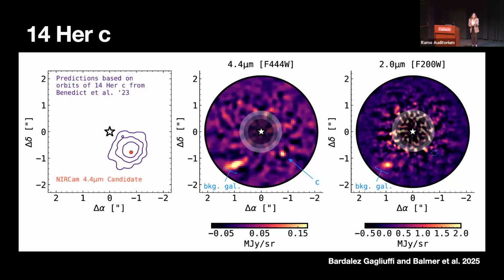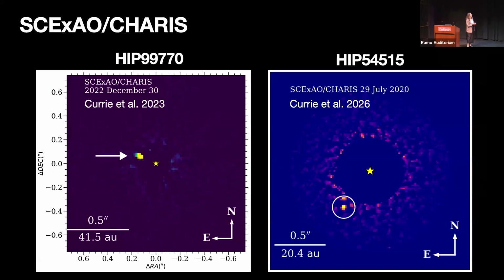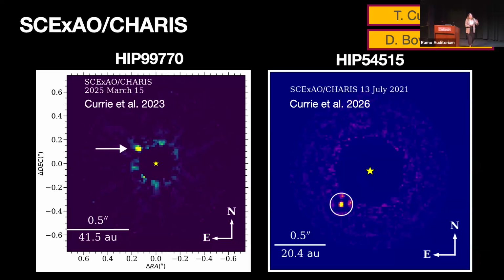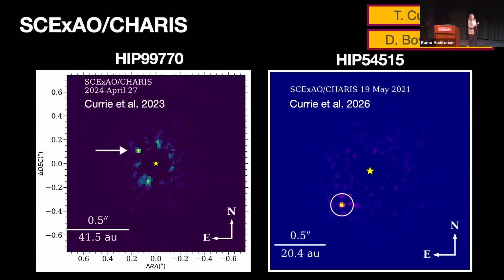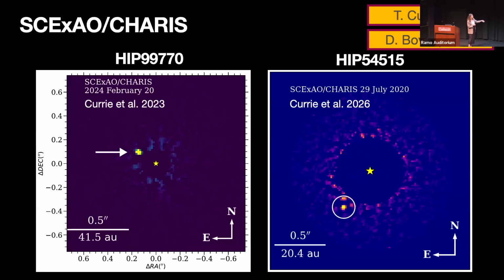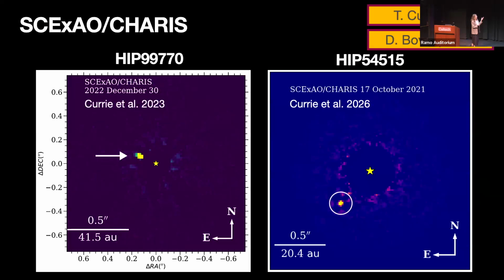It's already there. You're not having to write another proposal. Go and look at the Gaia information before you go ahead and sort of blindly look at these things. So 14 Her-C as being a credible detection. I'll also highlight some of the work from Thane Curry, who's giving a talk also in this session, who's been leading a lot of work using STScI Caris, and showing a couple of recent results here from HIP 99770.